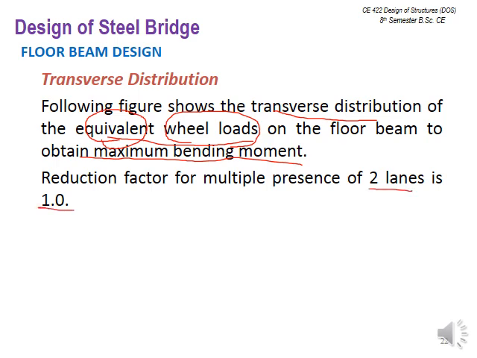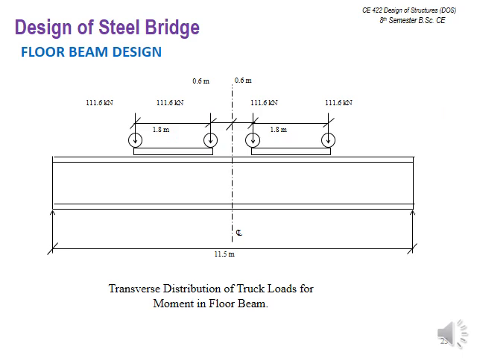Reduction factor for the two lanes is 1. For our case, our number of lanes is 2, so our reduction factor will be 1. Multiple lane reduction factor. So placement we are well familiar with. For the case when we have roadway width 5.4, for this roadway width we already have 2 design lanes, and for 2 design lanes we are placing our axle load. This is now the axle.